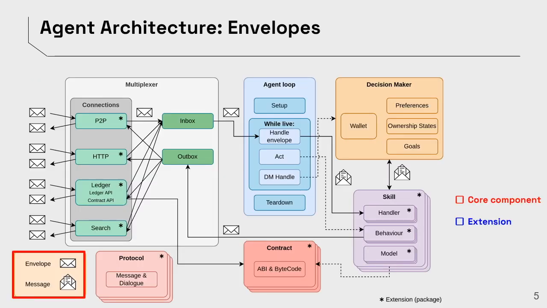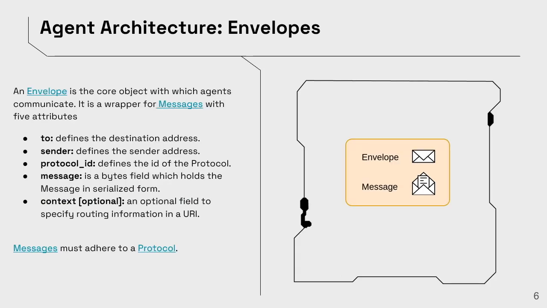Let's start with the first component, which is the envelopes. Envelopes are simply wrappers for messages. Envelopes are used to communicate between different components within an agent, but they are also used to communicate between different agents. An envelope defines 6 fields, namely originator, destination, protocol ID, the message itself, and some optional field which is called context. Messages within the envelope must be specified according to a protocol that we will review next.